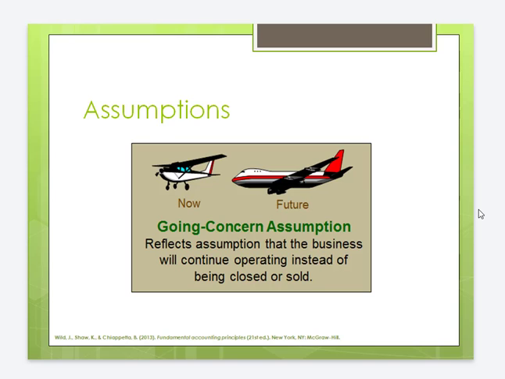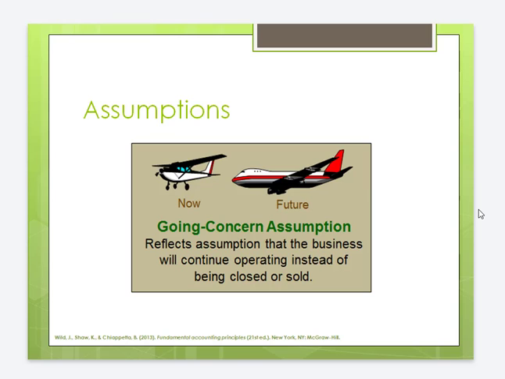Now let's look at some of the assumptions that we use. One assumption is called the going concern assumption. This basically means that we are going to assume, absent information indicating otherwise, that a company is going to continue to remain in business rather than assuming that they're going to go out of business next month.